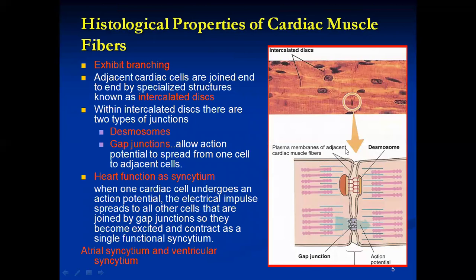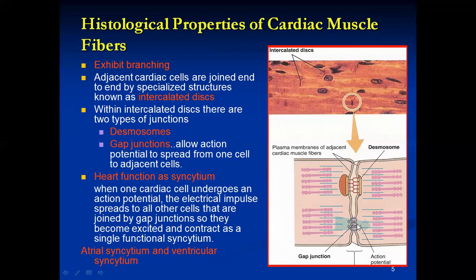If we discuss the histological properties of cardiac muscle fibers, they exhibit branching and they are joined through intercalated discs. Now, these intercalated discs have two junctions, desmosomes and gap junctions. The gap junctions allow action potential to spread from one cell to adjacent cells. See, this is the thing. Here you can see the desmosome, in this diagram where the arrow is. Then we have gap junction.